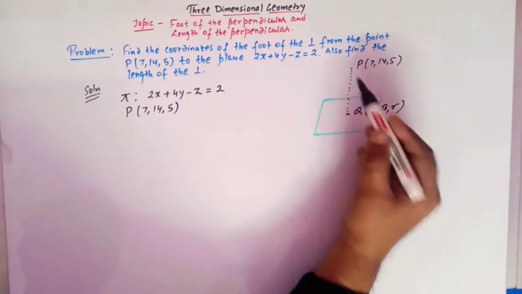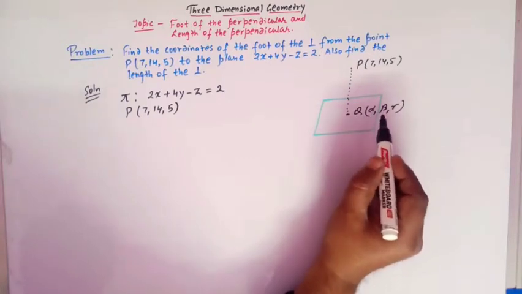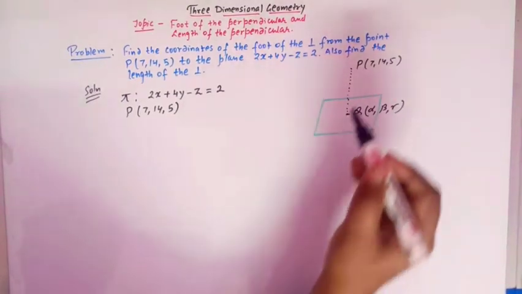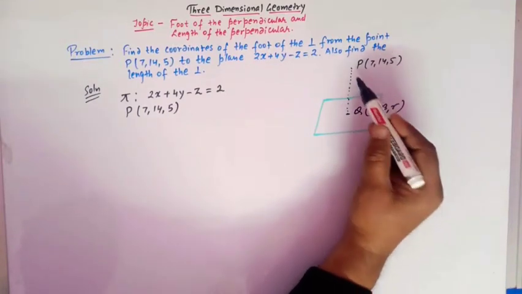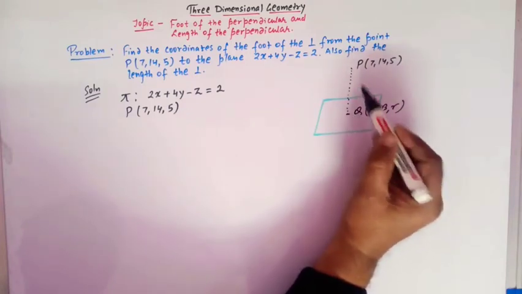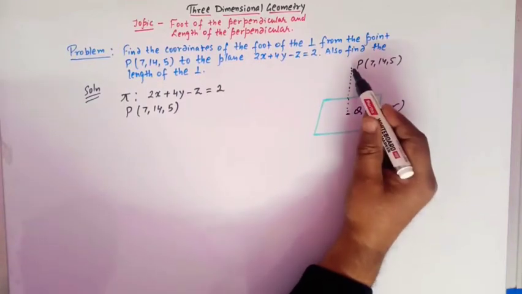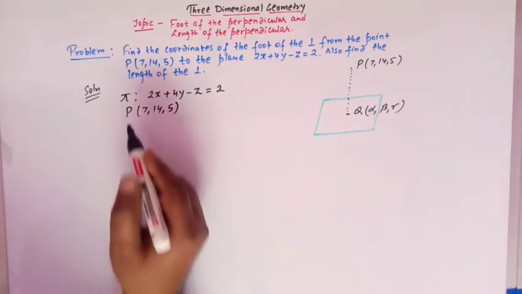So now we have to find the coordinates of point Q, that is, we have to find the values of alpha, beta and gamma. And we have to find the length of this perpendicular PQ. Once we are able to find the coordinates of the point Q, we can apply the distance formula to find the distance PQ.